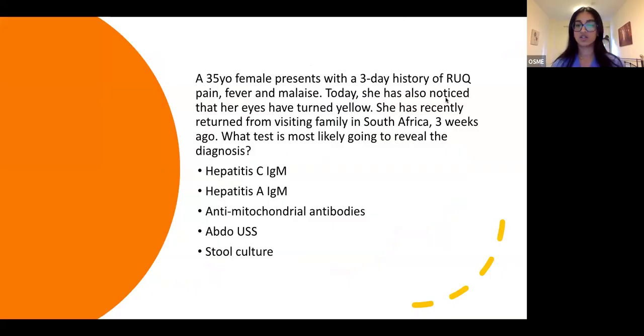I think this is our last question for this PowerPoint before we do upper GI. So, a 35-year-old female presents with a 3-day history of right upper quadrant pain, fever, and malaise. Today, she has also noticed that her eyes have turned yellow. She has recently returned from visiting family in South Africa 3 weeks ago. What test is most likely going to reveal the diagnosis?